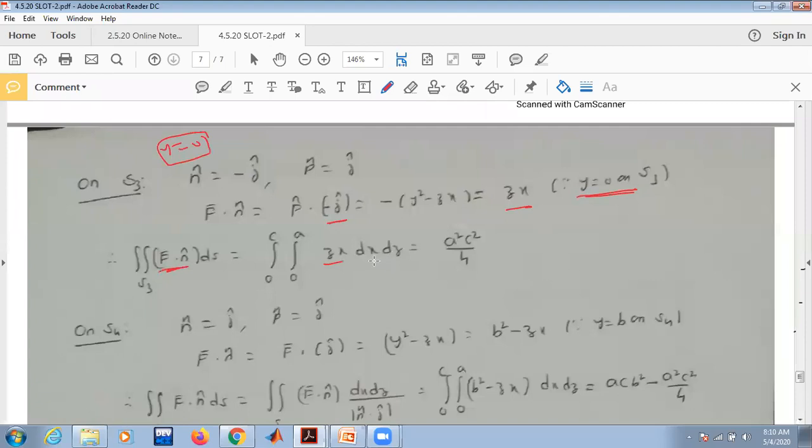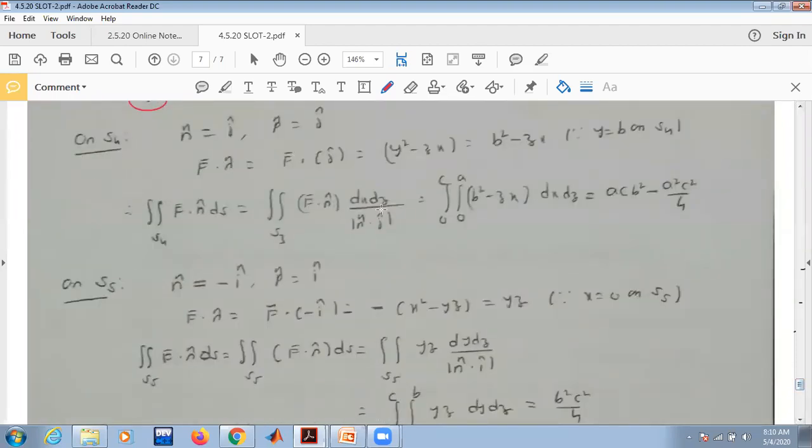ds is dx dz by modulus of n bar dot j bar. And anyway, modulus of n bar dot j bar is 1. This is modulus of minus j bar dot j bar, which is modulus of minus 1, equal to 1. So when you integrate with respect to x and z, x varies from 0 to a, z varies from 0 to c, because S3 itself is a rectangular region. For a rectangular region, all the limits are constants. So a square c square by 4.